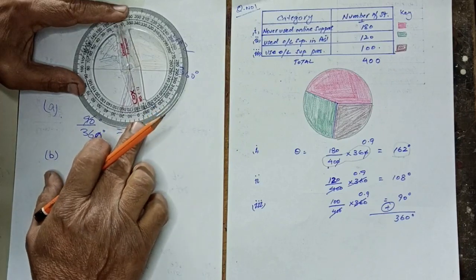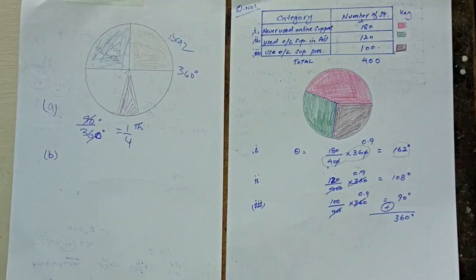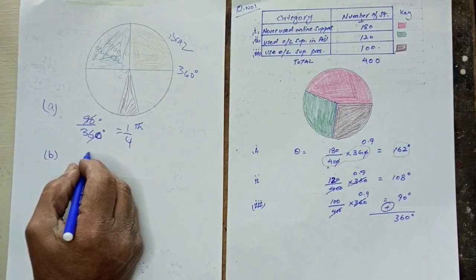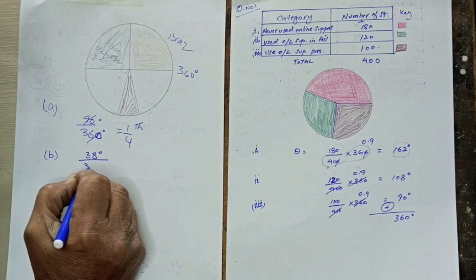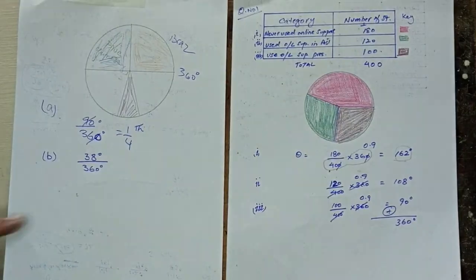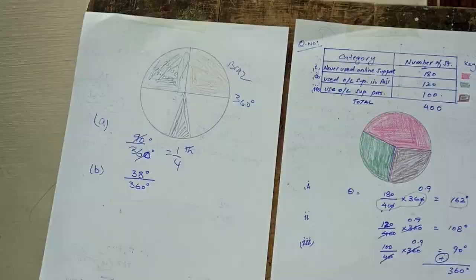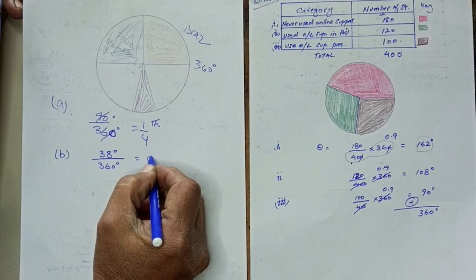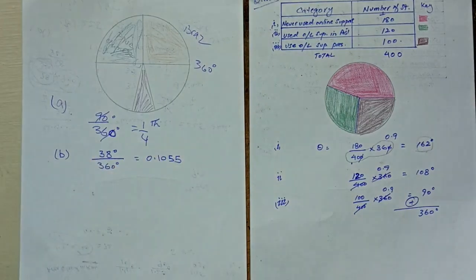So put your 0 over here. This is your 0 and you see that it is almost 38 or 39 degree. So solving it for 38 degree, for example. Now there are 38 degrees out of 360 degrees. If I divide them, it will become 0.1055.